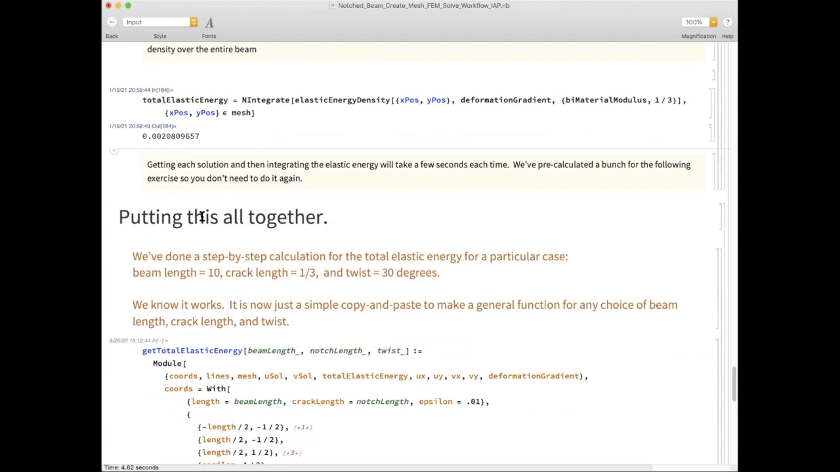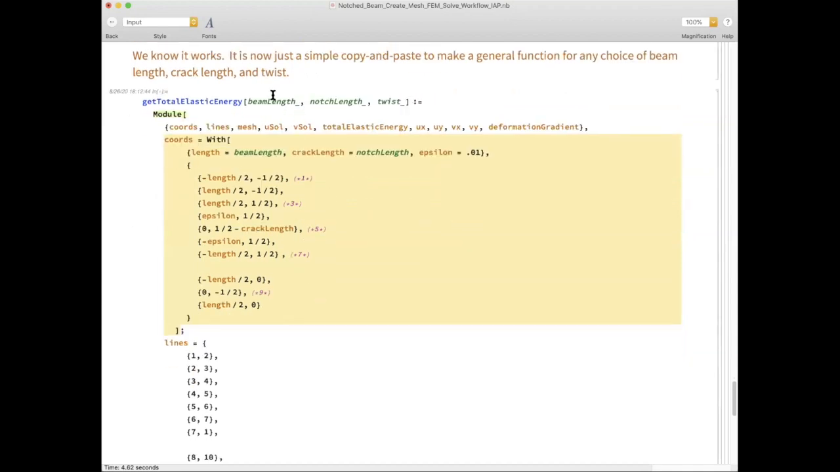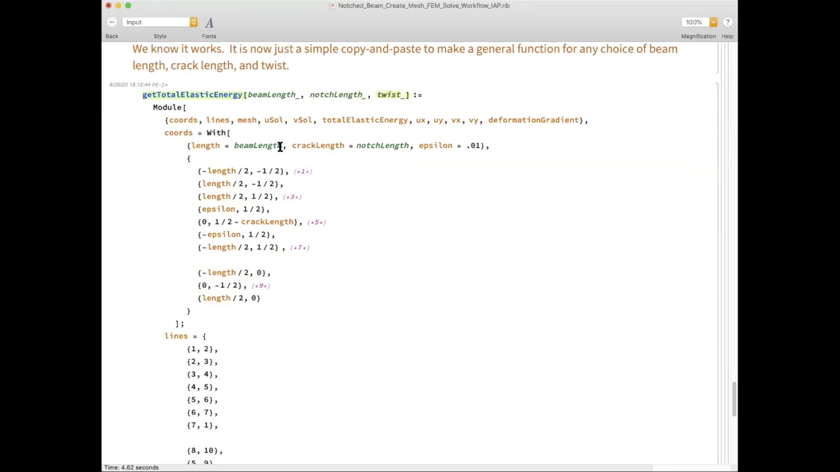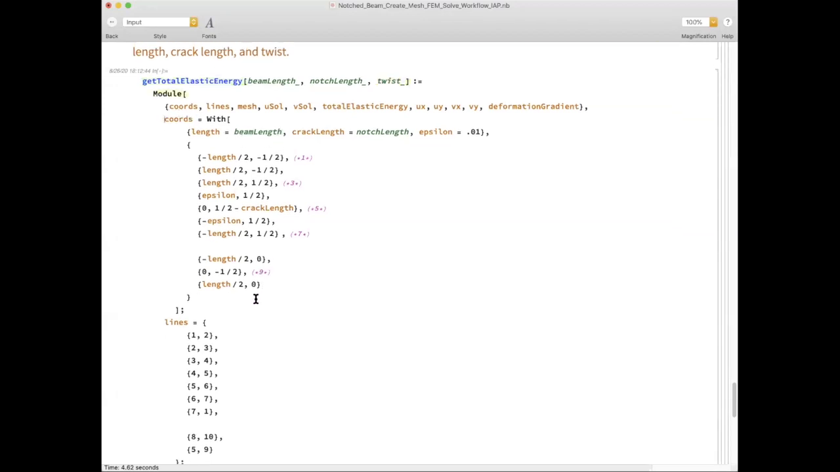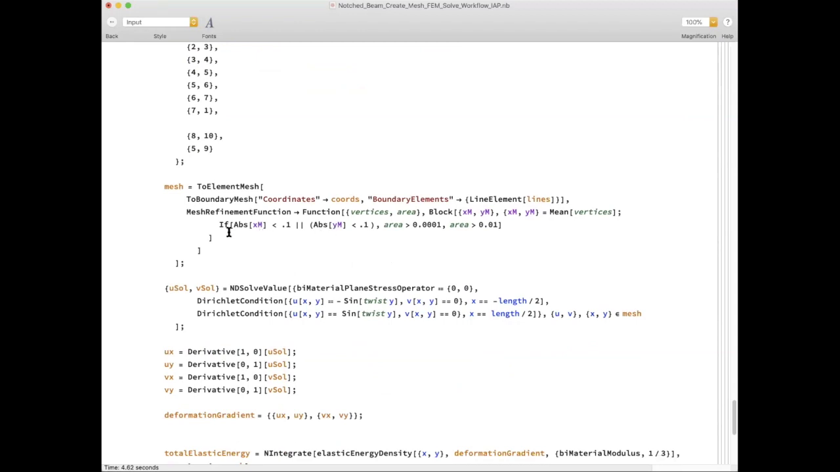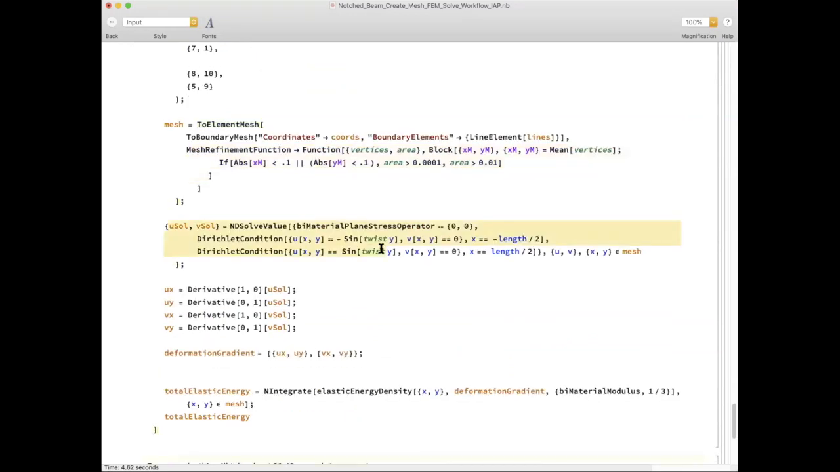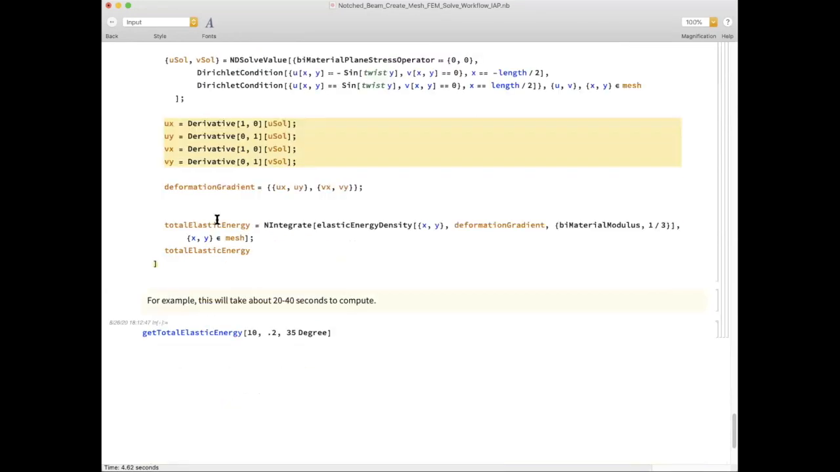Okay, so I'm going to do something where I'm going to make my elements. So I'm going to start with coordinates again. I'm going to make a function that takes beam length and notch length and twist as variables. And I'm just repeating everything that I've done before, but I'm putting it into a handy function. So I'm defining my finite element sitting here. I've made this into a mesh. I have refined my mesh sitting here. I found a particular set of solutions. I've evaluated the derivatives of those solutions, and I've calculated the total elastic energy.